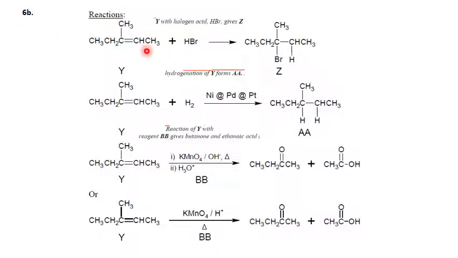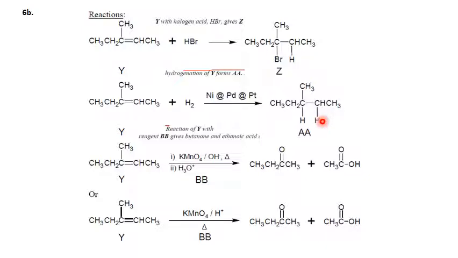According to Markovnikov's rule, in an electrophilic addition, the more positive part, the H atom, is added to the double bond carbon that has the greater number of hydrogens bonded to it. So H is added to here, Br is added to here. And then Y undergoes hydrogenation.